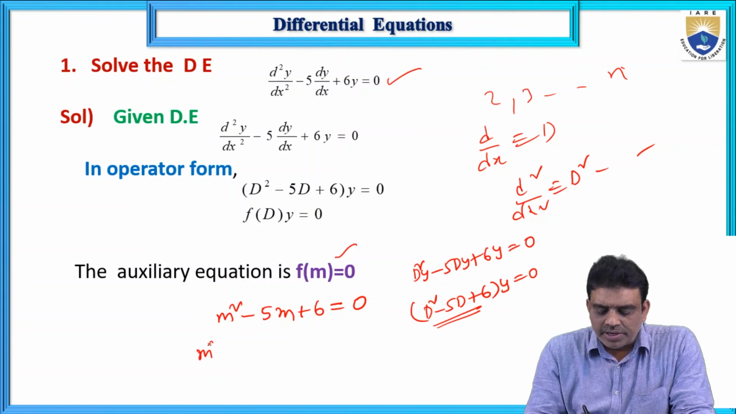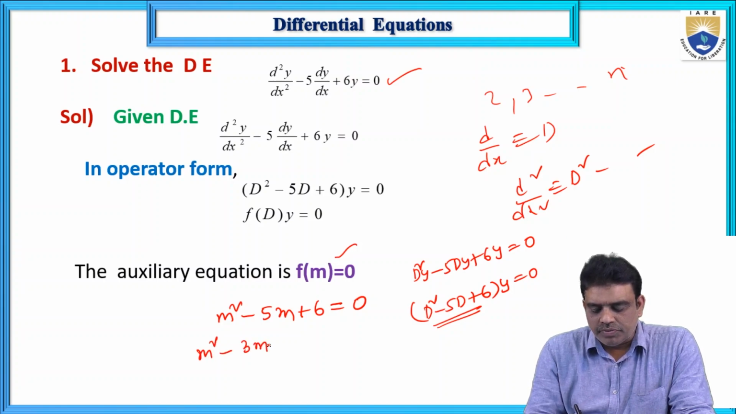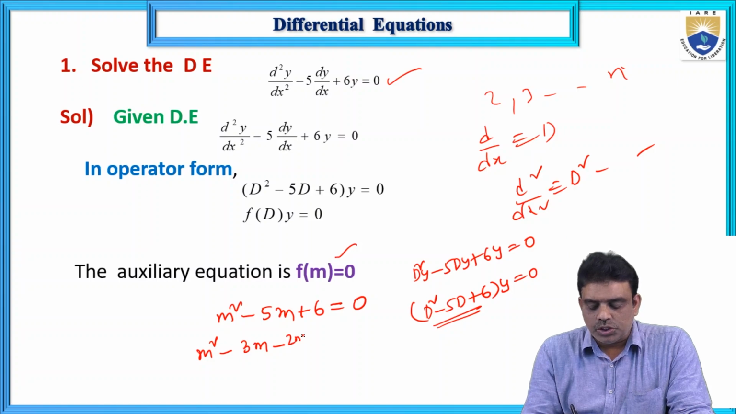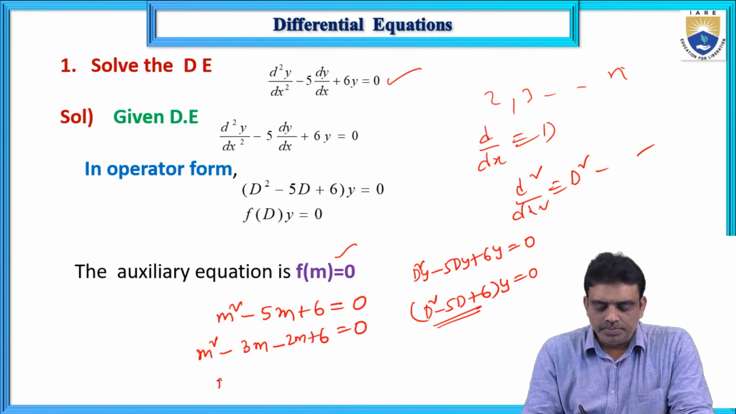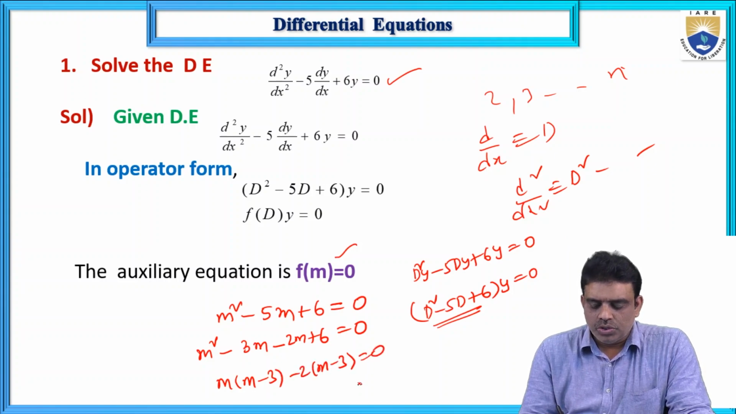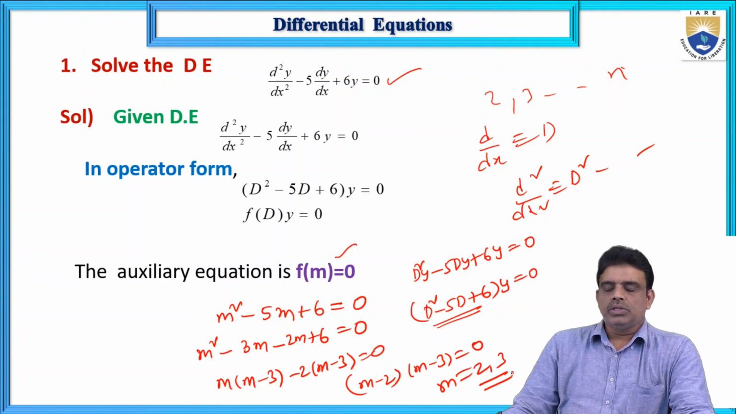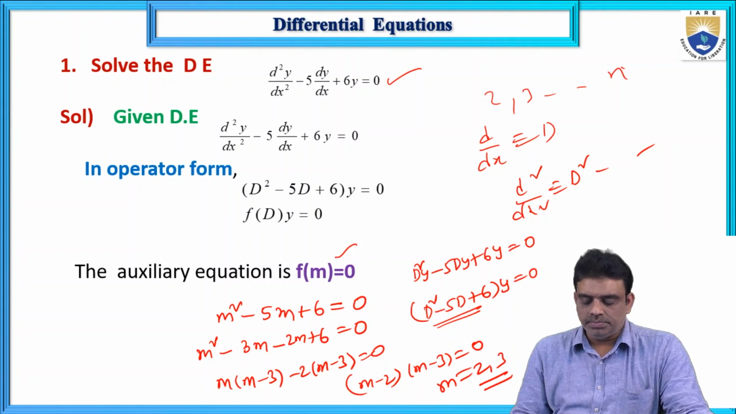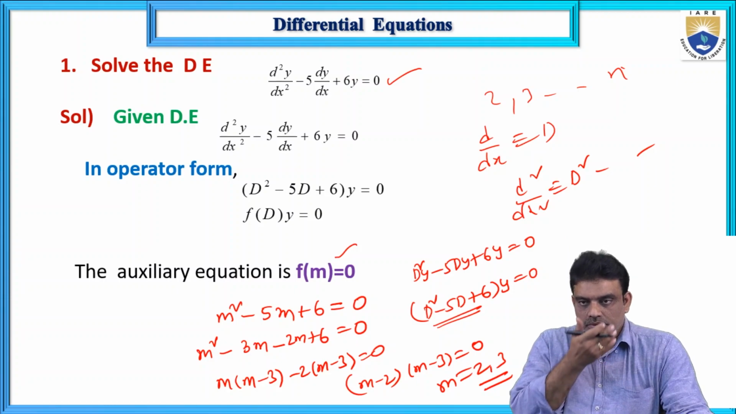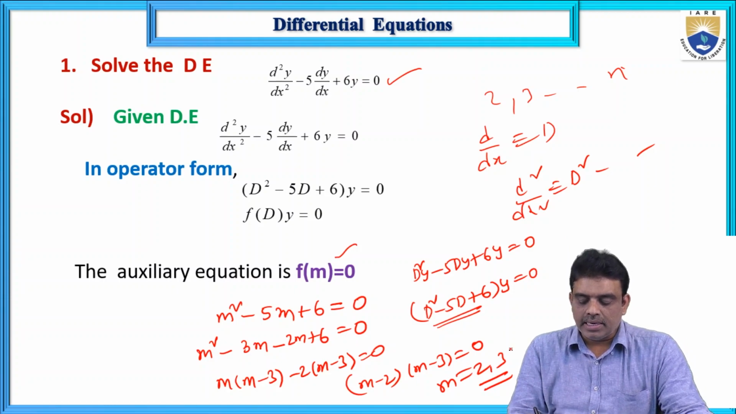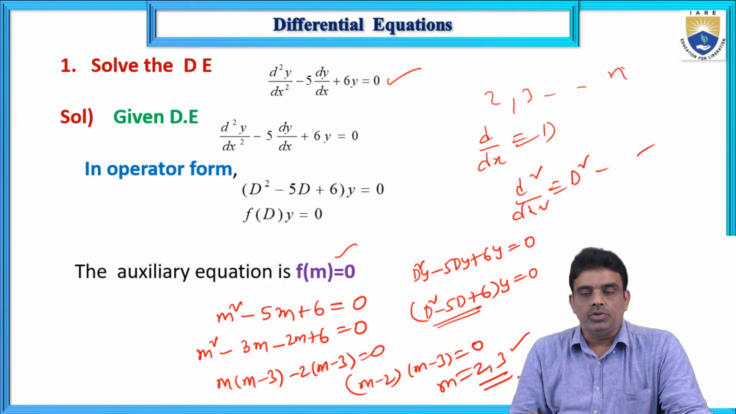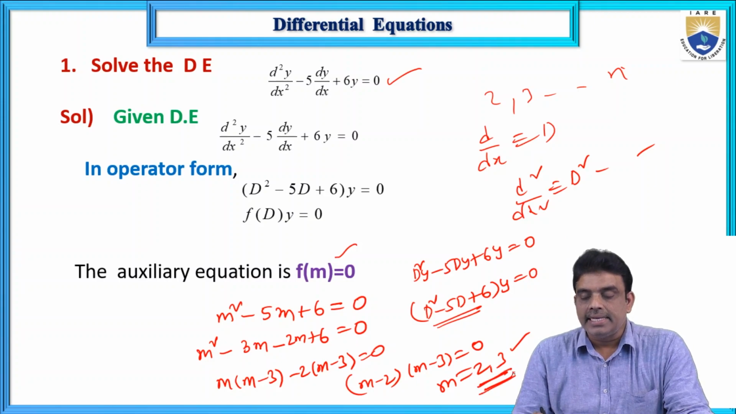So what are the roots of the equation? I'm writing in factor form. M square minus 3m minus 2m plus 6 is equal to 0. Or m into m minus 3 minus 2 of m minus 3 is 0. So the factors are m minus 2 and m minus 3 is 0. So m values are 2, 3. Here you can observe that the roots are real and distinct roots.